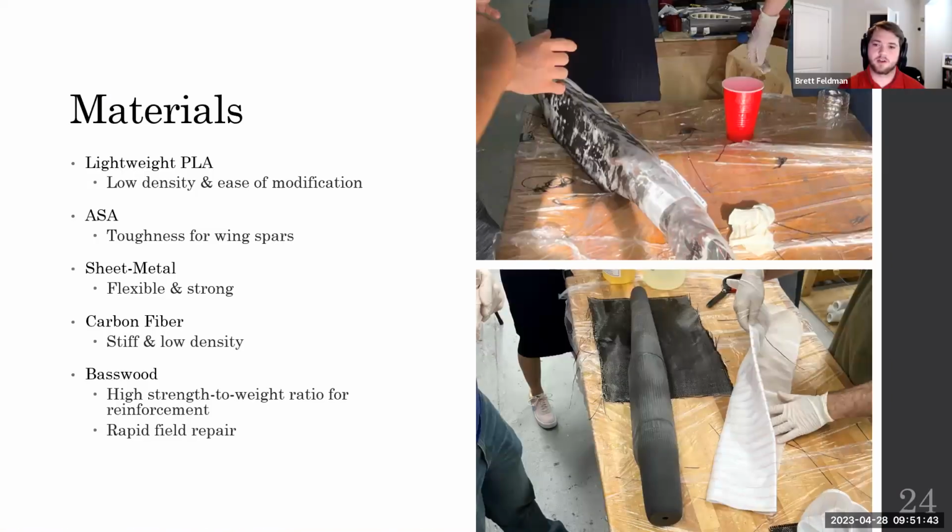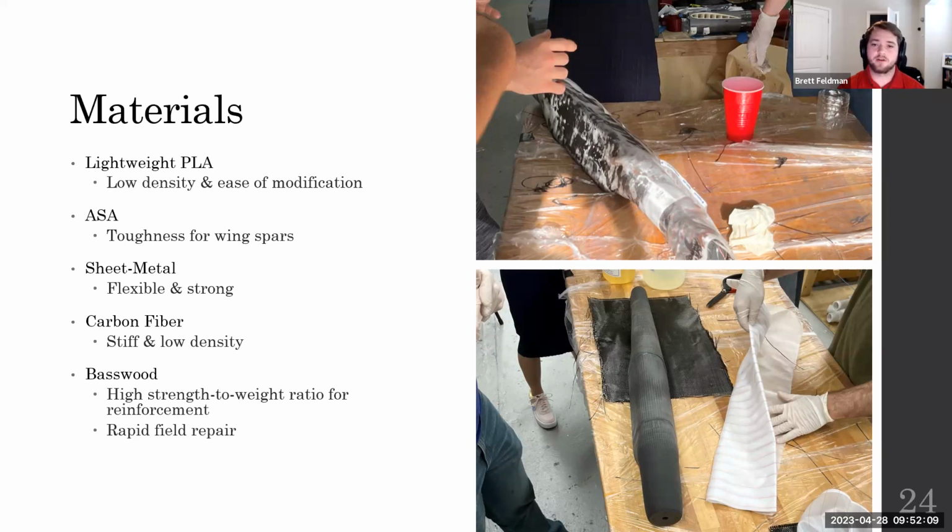With our initial design chosen, it was on to material consideration, and as with everything else in aerospace applications, materials are very important. The majority of our plane was made using lightweight PLA, which was due to its low density and ease of modification. Lightweight PLA is a modified PLA that allows for foaming, lowering the density by almost half, as well as allowing it to be easily cut into and modified.